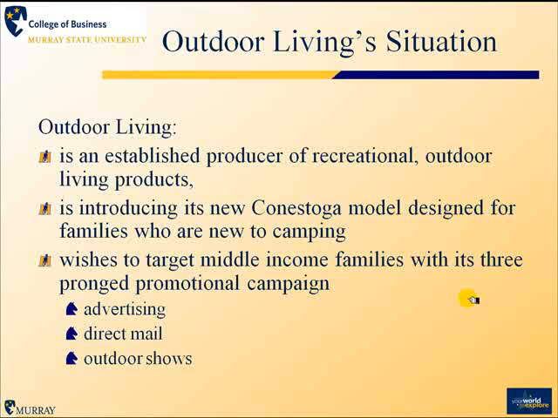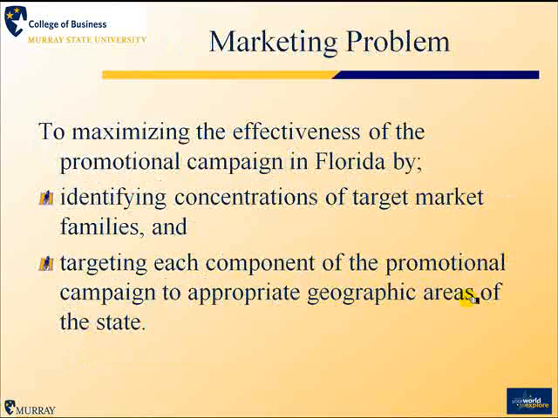It includes RVs and tents and things like that. It has introduced a new model, and it is designed to attract families to camping who haven't been there before. They've specified a middle income family household range with their campaign, and they're going to use three components of a promotional campaign to try and reach that group: media advertising, a direct mail effort, and outdoor shows.